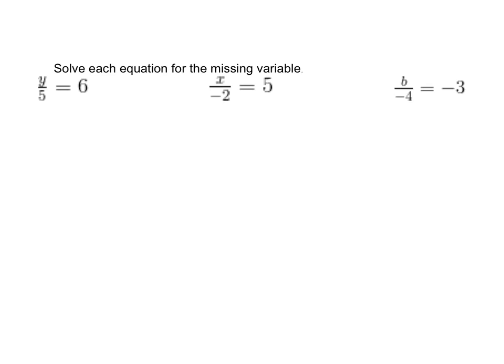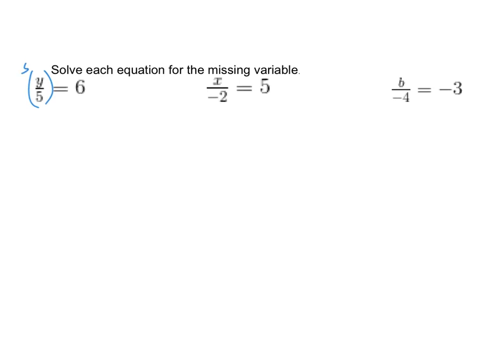A few more examples here. The first one, we've got y divided by 5 is equal to 6. To get rid of this 5, I'm going to multiply by 5. And if I multiply the left by 5, I've got to multiply the right by 5 as well. The 5s are going to cancel out, leaving just y on the left. 6 times 5 is 30. My answer is y equals 30.